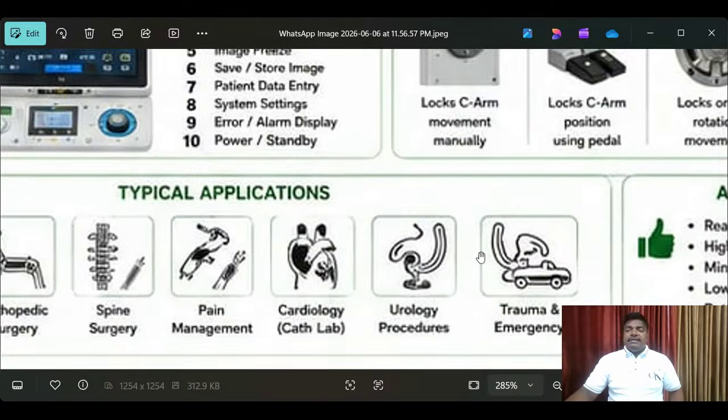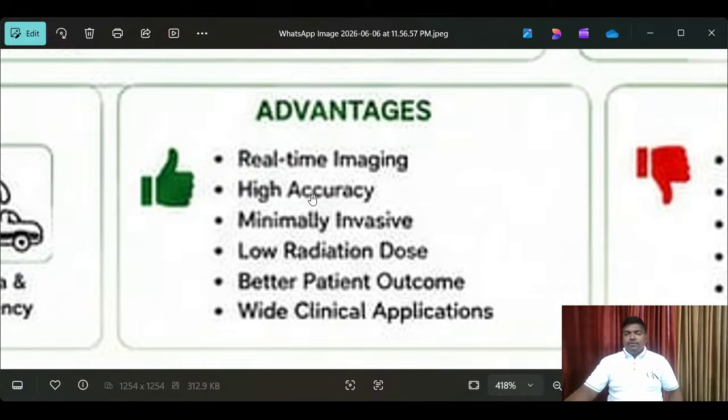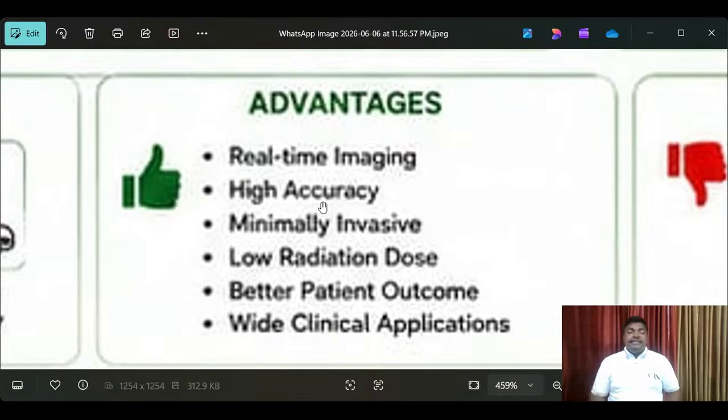Right, these are the applications of where it is used. Next, advantages. See here, advantages of the CM equipment and real-time imaging. This is very important. Real-time means live. I'm giving live sessions here, talking directly, I'm not going to record. Real-time imaging means practical, live and high accuracy, because visibility is very clear.